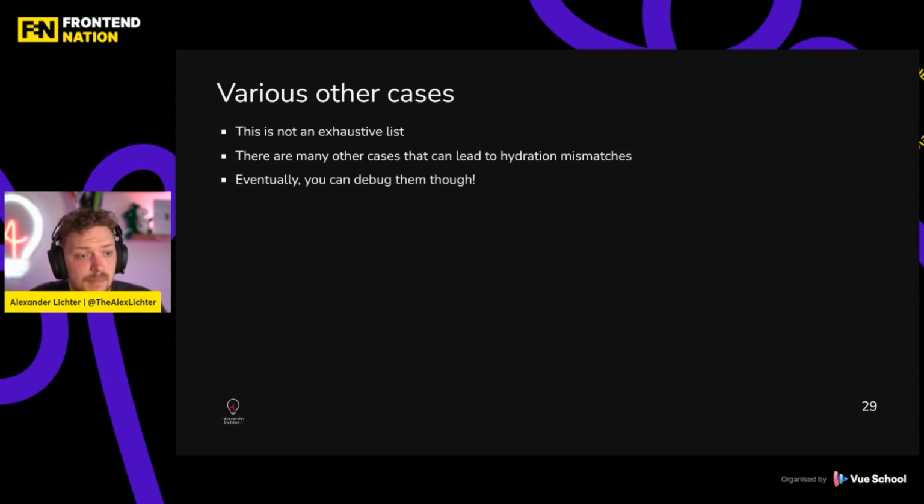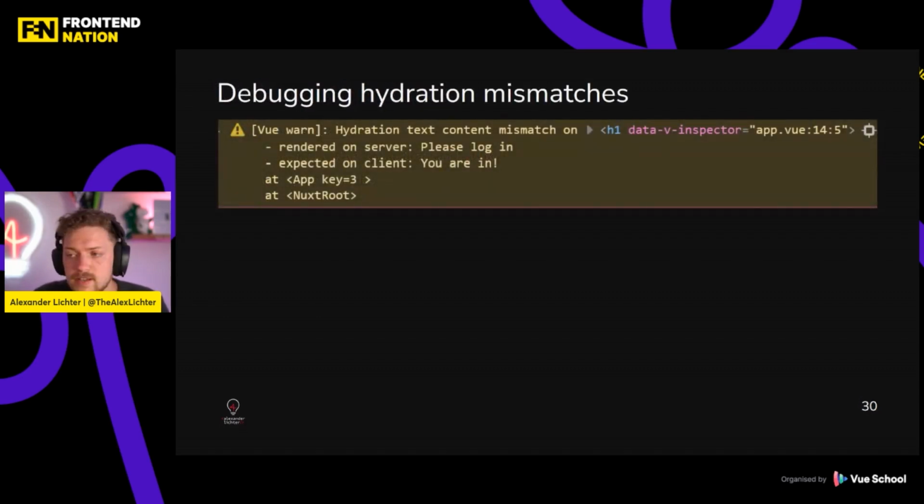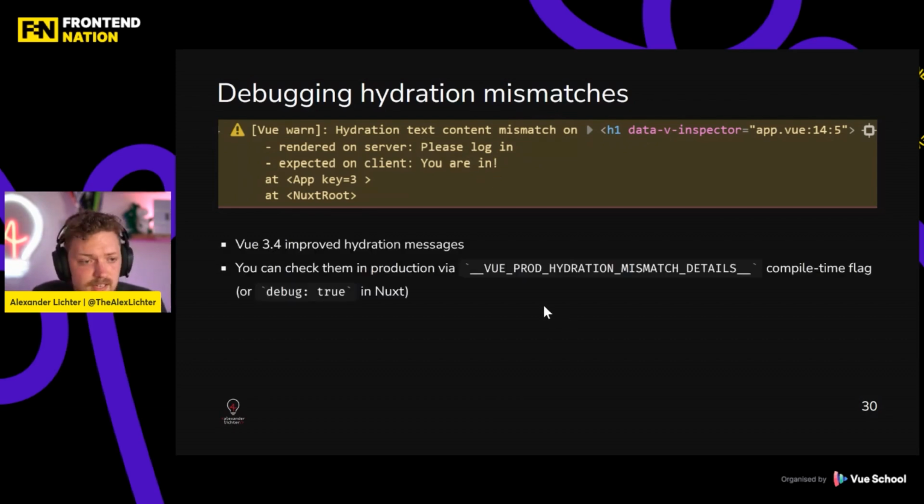And the good thing is you can debug them, right? Before it was a bit of a pain, we've seen it before, but since Vue 3.4, it's really a pleasure, because they will actually tell you there is a hydration text content mismatch on that element. On the server, this is rendered, on the client, that. It's from the example just straight away. So that's pretty cool. We see exactly what's happening.